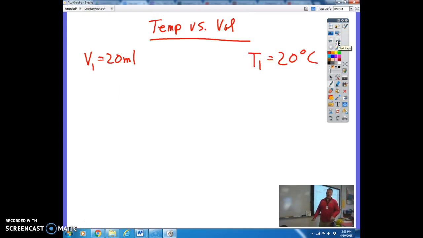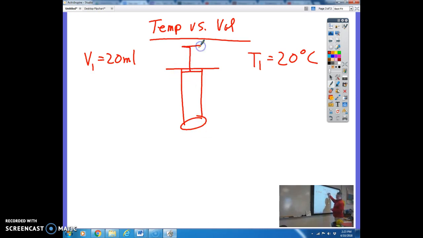So, if I had a syringe, just an everyday syringe, and the volume was set at 20 milliliters, and an average classroom is about 20 degrees Celsius. Don't make fun of my drawing, but say here's our syringe. There's the bottom of the tube, and then here's the syringe part with the plunger going up. Let's say we have 20 milliliters in there, and the temperature in the room is 20 degrees Celsius.